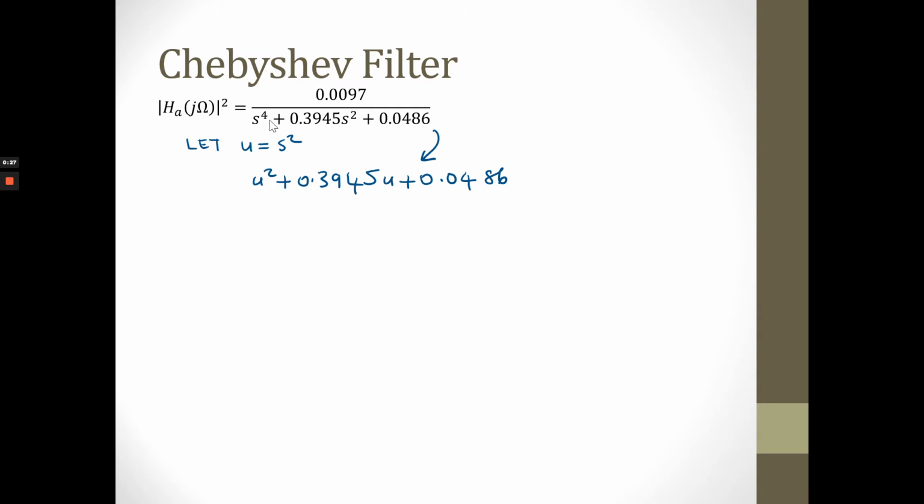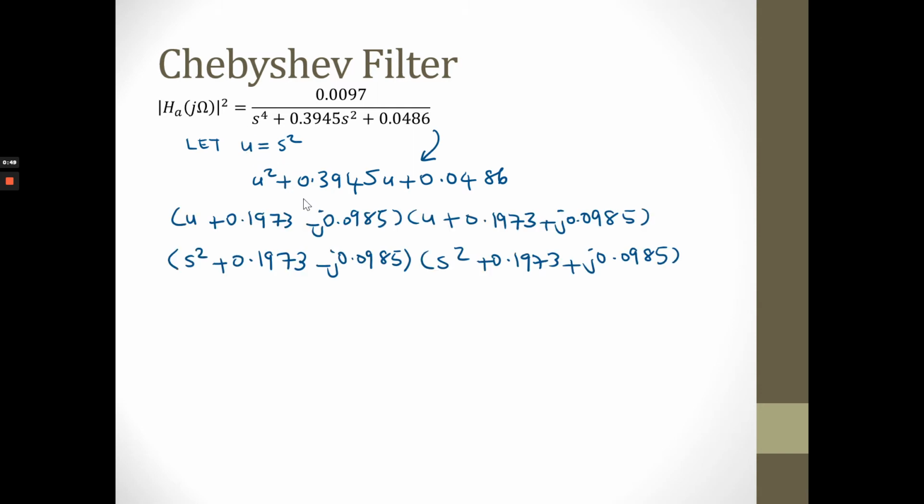So first we let u equal to s squared, so we substitute u, so this one becomes u squared, and this one becomes u, and we have this one. So this is the new equation after we change the parameter u equal to s squared. So we have this factorization function, after using the calculator.